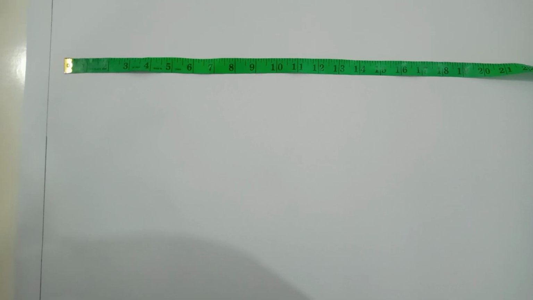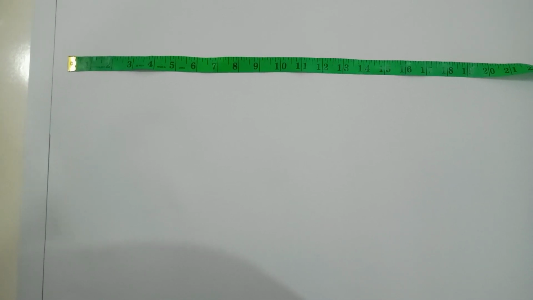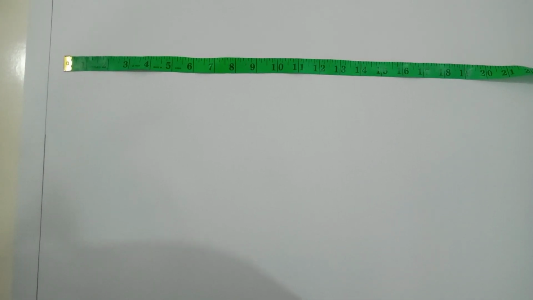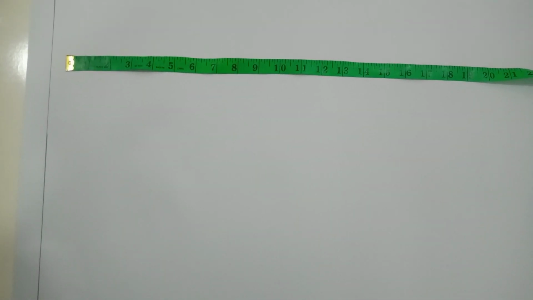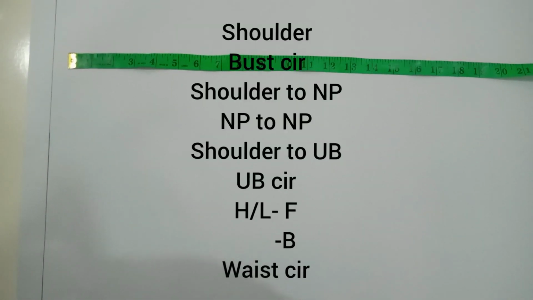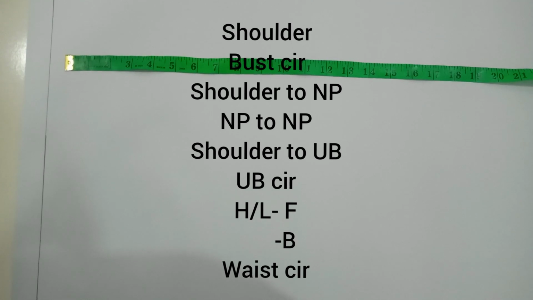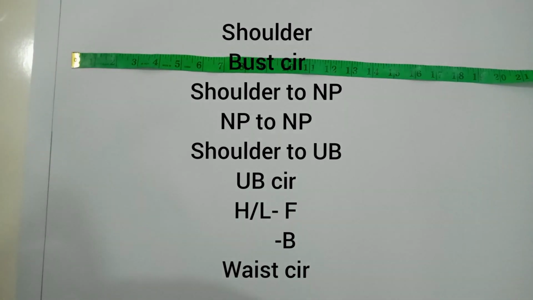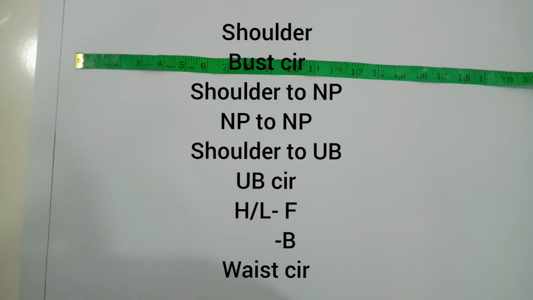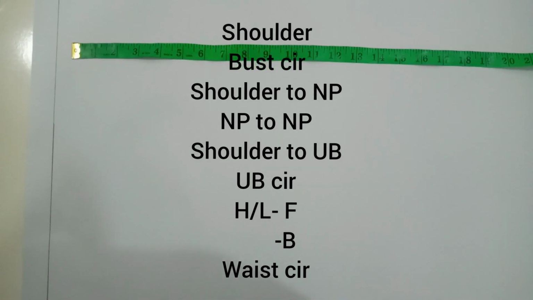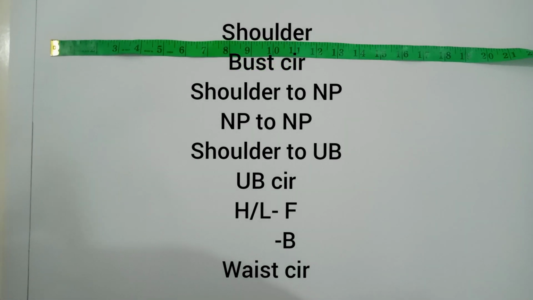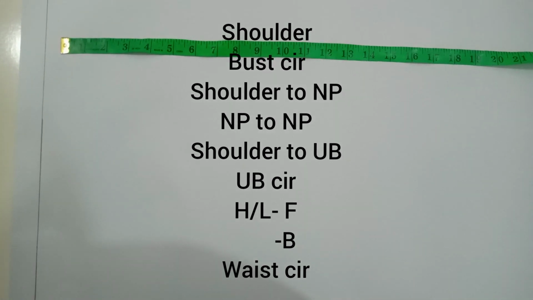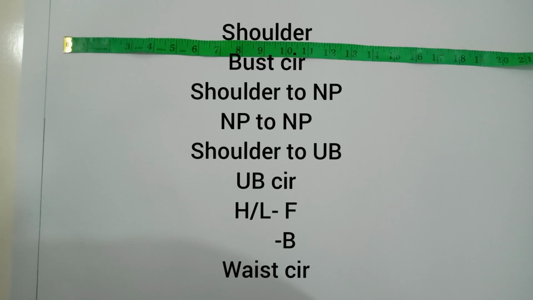In this class we'll be drafting our basic bodice block. There are some basic measurements which we need for this, and that includes our shoulder measurement, our bust circumference, our shoulder to nipple point, our nipple point to nipple point measurement, our shoulder to under bust measurement, our half length, both front and back, and then we need our waist circumference.